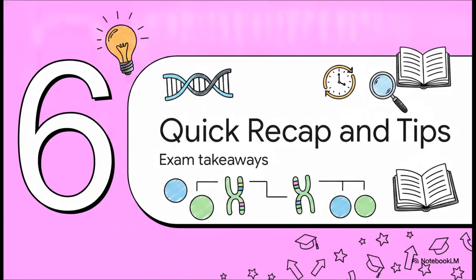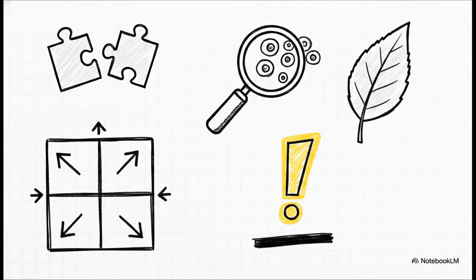Finally, Section 6. Quick recap and tips. The absolute essential takeaways for your exams. Let's do a rapid-fire summary to lock this all in. Number 1, homozygotes are identical, purebred alleles, while heterozygotes are mismatched hybrids. 2, monohybrid inheritance focuses strictly on tracking one single trait at a time. 3, always use the step-by-step flowchart of a Punnett square to mechanically predict your outcomes. 4, never ever confuse the invisible genotype code with the physical phenotype trait.